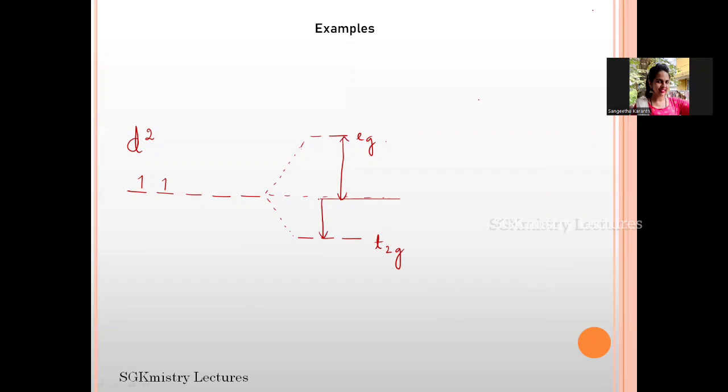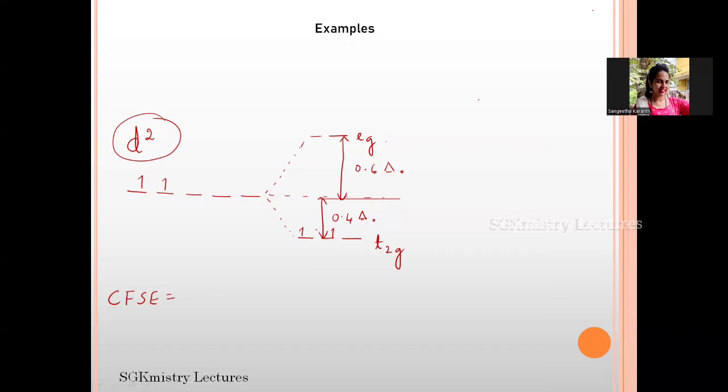So here we know that this is 0.4 delta naught. This is 0.6 delta naught. Now when I'm talking about the CFSE, crystal field stabilization energy, for d2, of course, the 2 electrons will be filled here. So there are 2 electrons here.